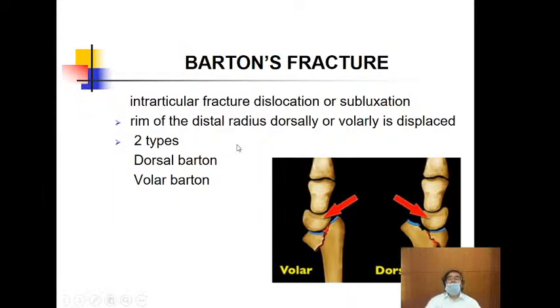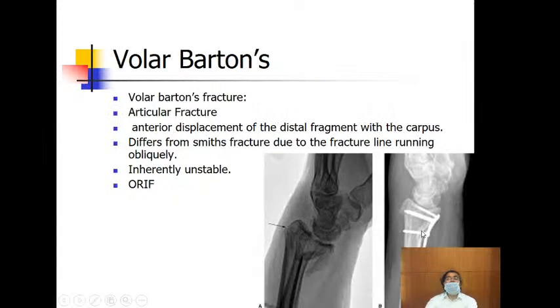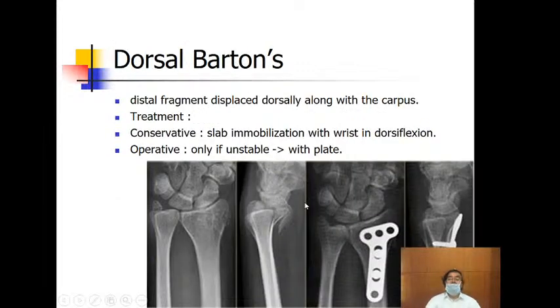Coming to Barton, as we have already seen, there is an intra-articular element in Barton's fracture. If the fracture fragment displaces volarly, that is volar Barton; if it is displaced dorsally, dorsal Barton. And volar Barton is always unstable. You cannot keep it stable. So that's why surgery always. Volar Barton, surgery always. Coming to the dorsal Barton, there is a place for conservative management sometimes. But usually nowadays, for any Barton, surgery: open reduction and internal fixation with plate and screws. This is about Barton's fracture.